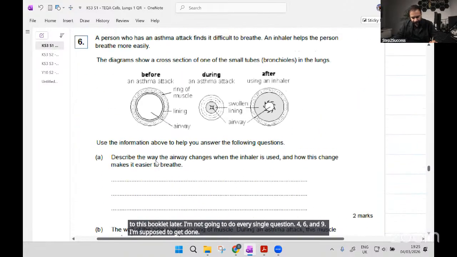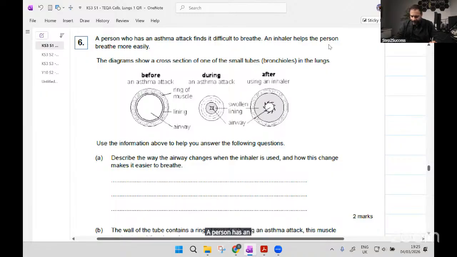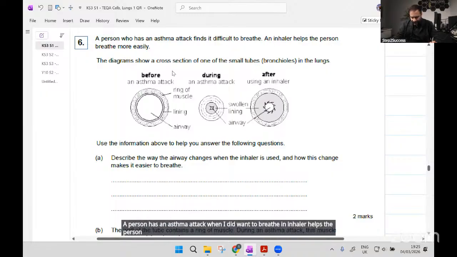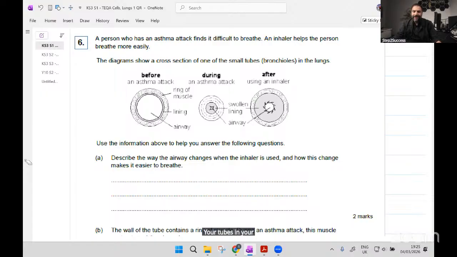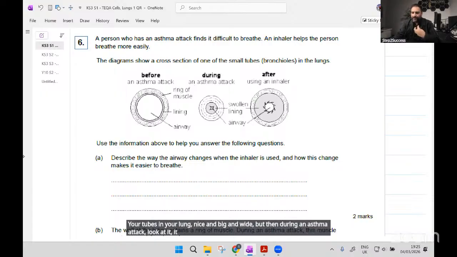A person has an asthma attack and finds it difficult to breathe. An inhaler helps the person breathe more easily. During an asthma attack, the airway is closed and then it's opened again. Describe the way the airway changes when the inhaler is used and how this change makes it easier to breathe. So look, this is your tubes in your lung, nice and big and wide. But then during an asthma attack, look at it, it's tiny. That means you wouldn't be able to breathe in oxygen. But after using an inhaler, it helps to open it back up again.